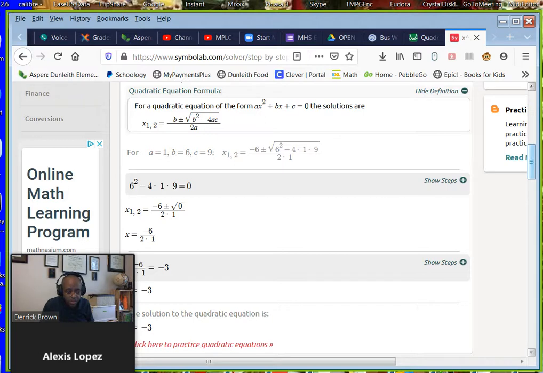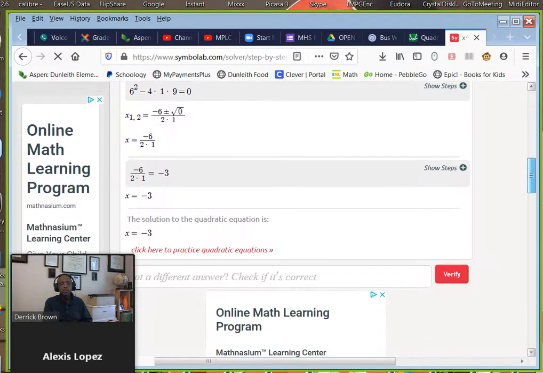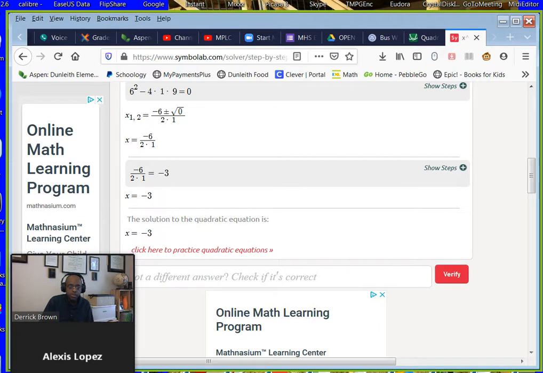You may have been introduced to that in Algebra 1 Part A. I don't remember. Do you remember seeing the quadratic formula? Alexis, do you remember seeing the quadratic formula in Algebra 1 Part A? Yeah, I do. Okay, all right. So you'll continue to use it.